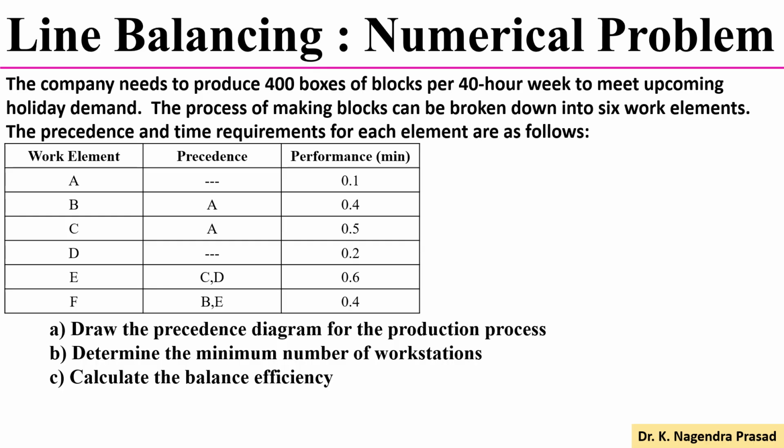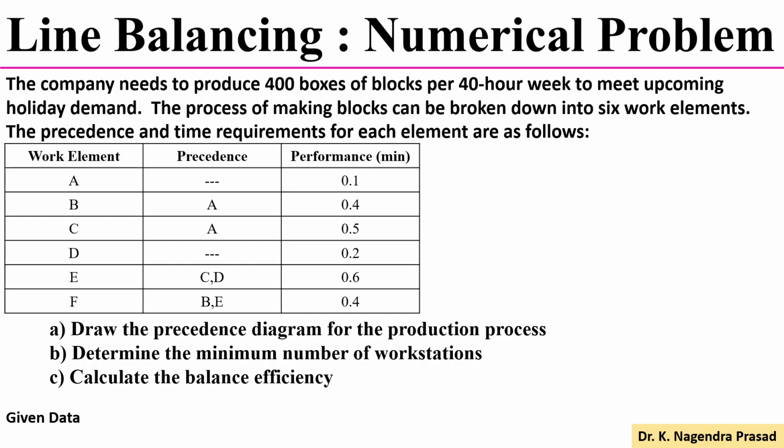Then we have to draw the precedence diagram for the production process, determine the minimum number of workstations, and calculate the balance efficiency. Let's see the solution. First, we have to observe the given data.